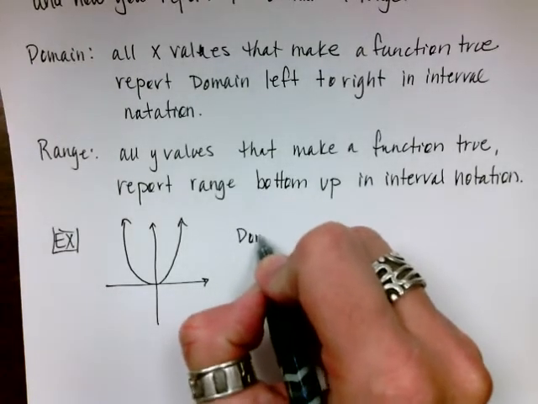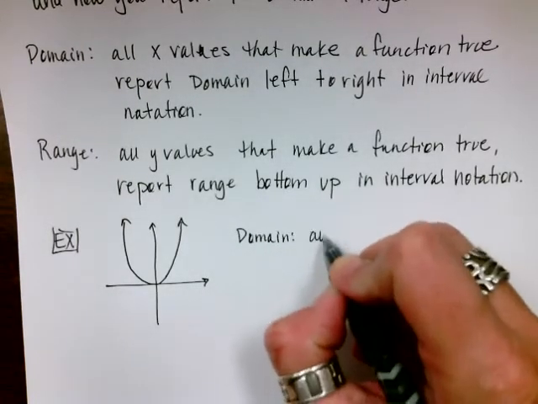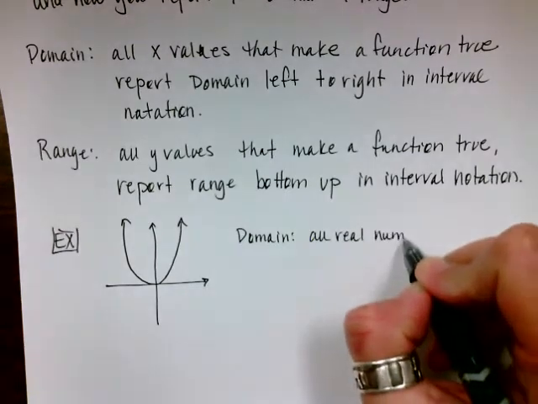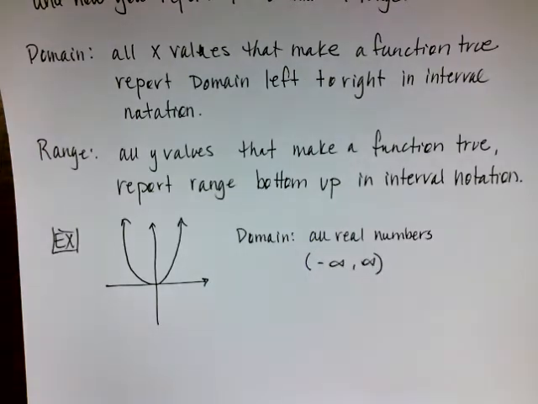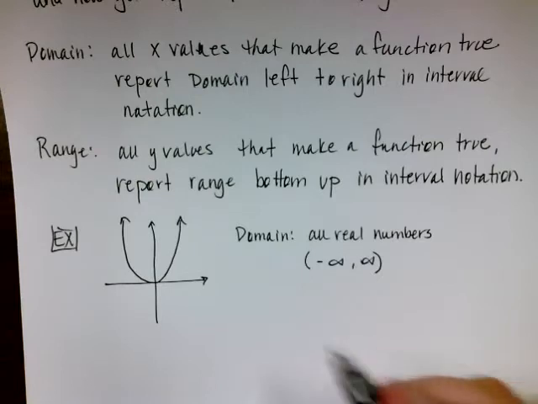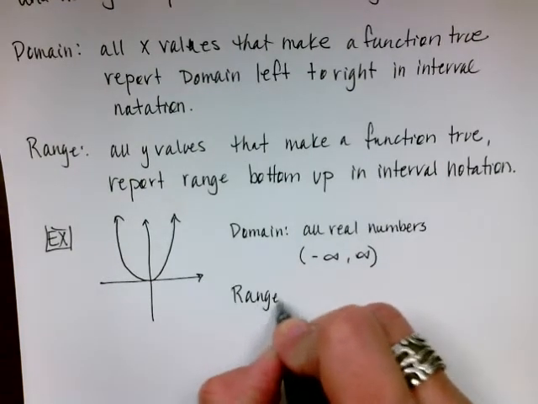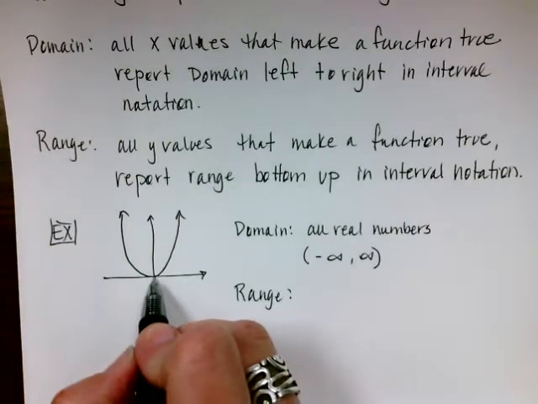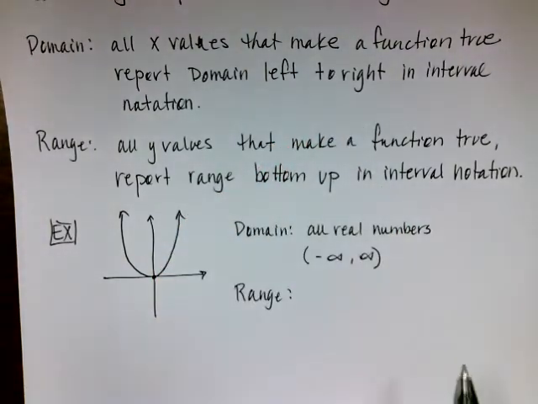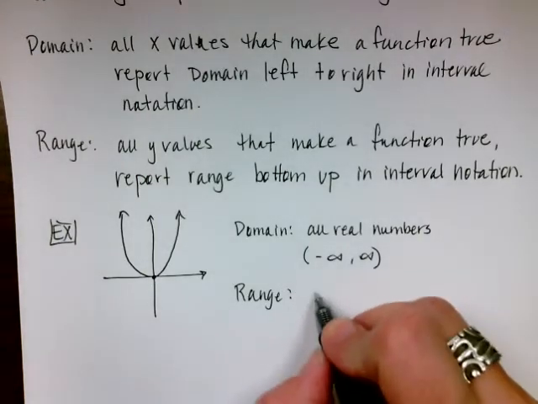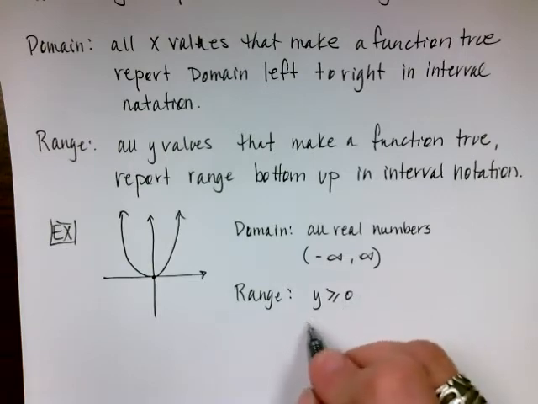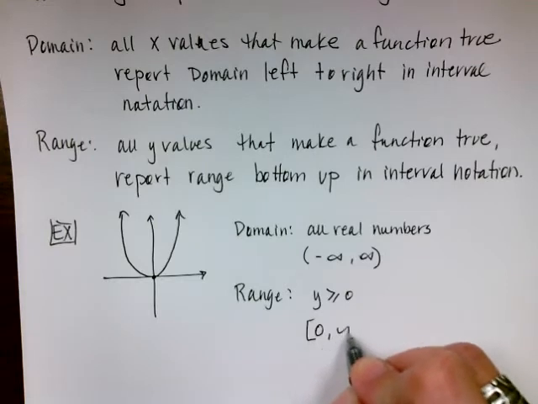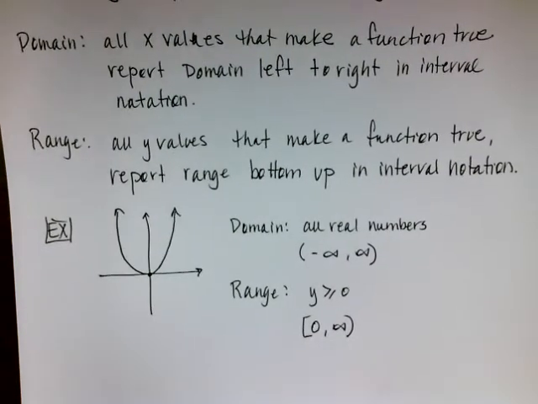So my domain is going to be all real numbers, and I write that as a negative infinity to a positive infinity. So that would be my domain. My range talks about the y values in this graph. Well, my y values start at 0 and go up, okay? There's nothing below the x-axis, so my range would be all of the y values greater than or equal to 0. Remember, I said we start at the bottom and go up. The 0 is included and the infinity is not, okay? And that would be my range.